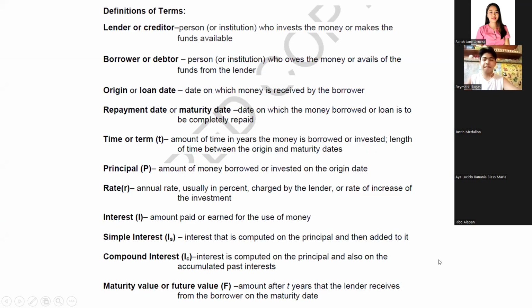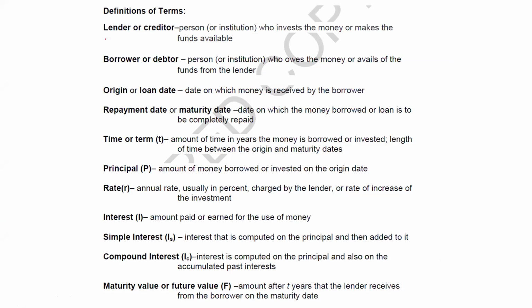So, I assume nabasa nyo na to kasi ito yung nasa first activity nyo, last retrieval. So, let us start with the first term, which is lender or creditor. Ang definition natin dito ay it is a person or institution who invests the money or makes the funds available.